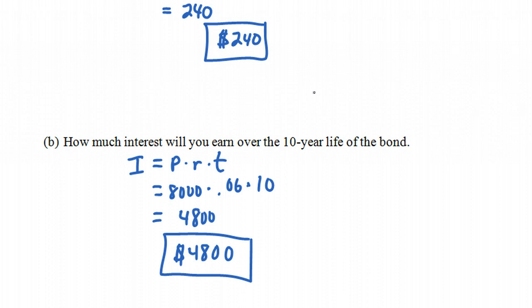Another way to have calculated this would be to take your $240 and to multiply it by 20. Now, why 20? Well, it's a 10-year bond and you're getting interest every 6 months. So every 6 months you're getting $240. So basically multiply 240 by 20 and that ends up giving you $4,800. So you would get a total of $4,800 in interest, but then at the end of the 10 years you would also get your $8,000 back. So that is what a corporate bond is.